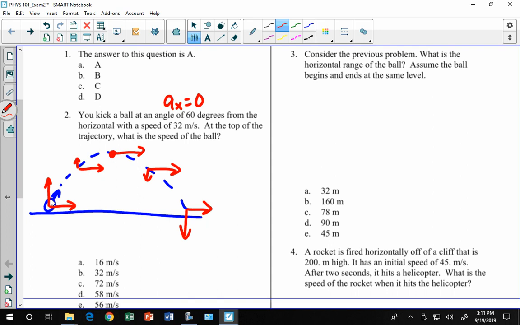Yeah? So if I want to know the speed of the ball at the top, that's easy because all I need to know is what is Vx. And so Vx is equal to V naught times cosine theta.